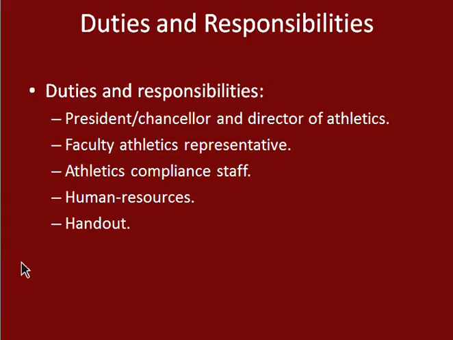Now, we're running out of time, but there are duties and responsibilities that each member of an institution should have during the investigation. We have included a chart for those duties and responsibilities from the president on down to the human resources person in the webinar handout, and I direct you to look at that for some of our suggestions, minimal things that each of those roles should do during an investigation in an enforcement case.